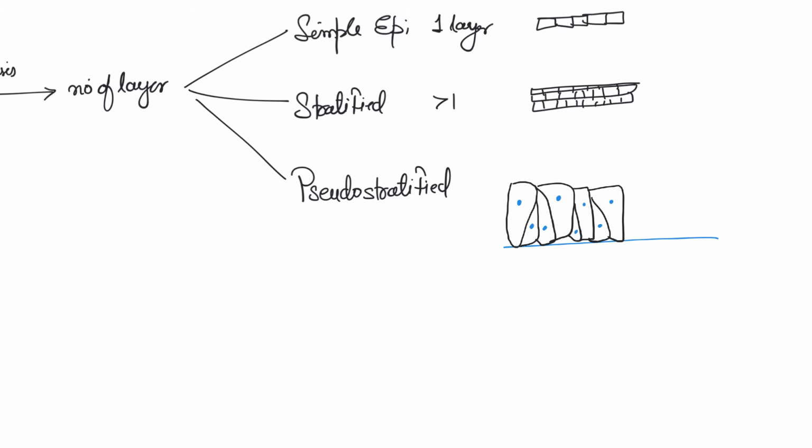So when it was first observed under the microscope, it gave an impression that it's more than one layer. But later on it was understood, well, no, that's cheating. It's just one layer of cells, right? So that is why they are called pseudostratified. So this is one type of classification.